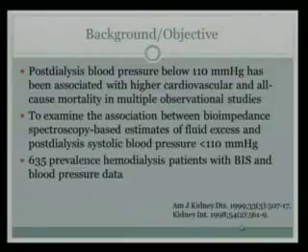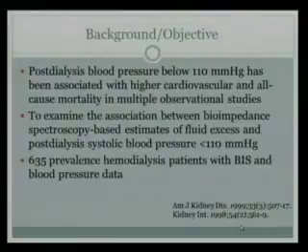Historically, through observational studies, patients with post-dialysis systolic blood pressures less than 110 have been found to have higher cardiovascular and all-cause mortality. There's a lot of debate as to why this could be, that it may be patients who are sicker, who can't really tolerate ultrafiltration. But our goal was to see if there was any association between BIS estimates of fluid excess and post-dialysis systolic blood pressure in this cohort of patients.